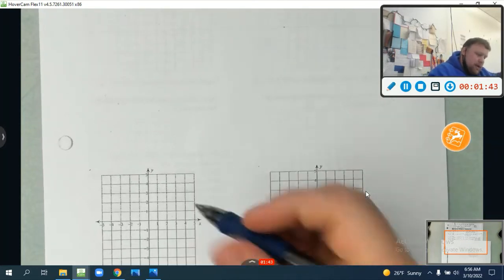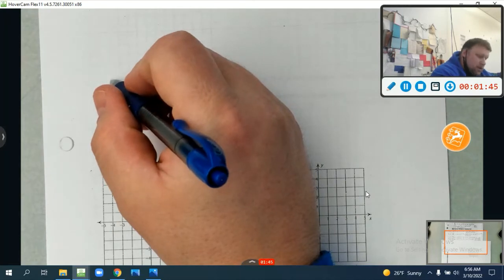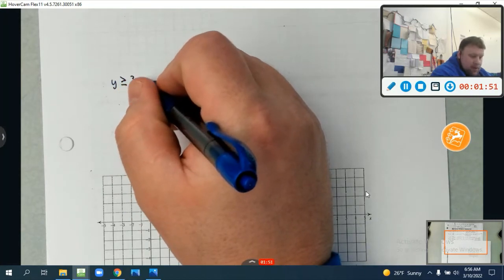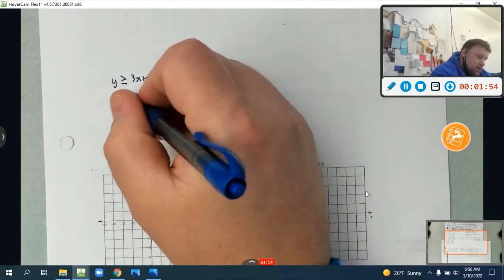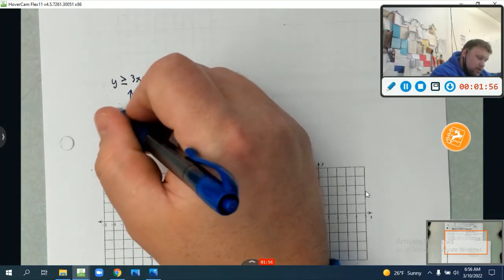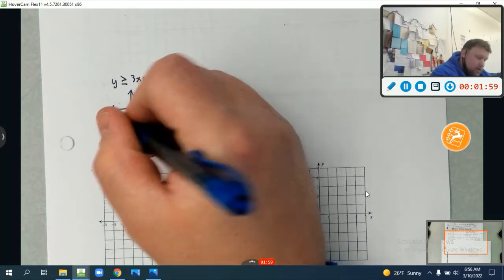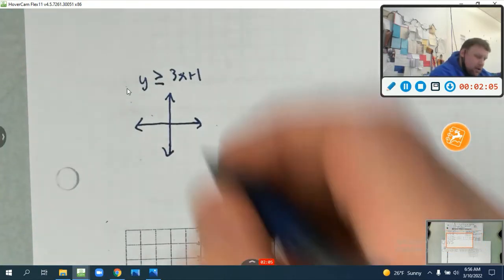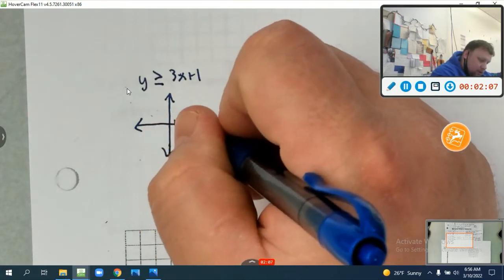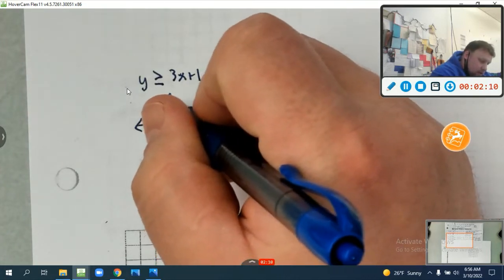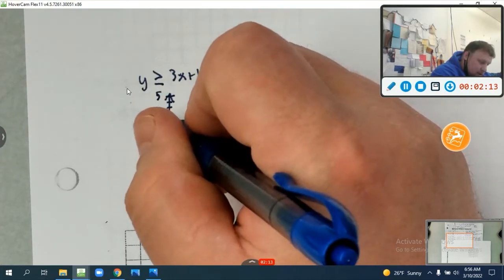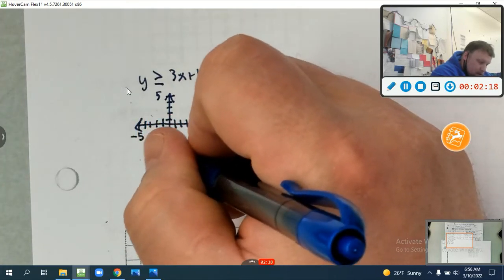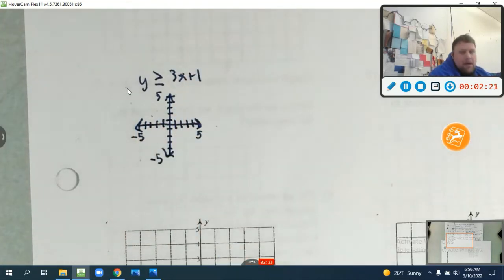I want to talk about what happens when we have, or let's just remind ourselves how to graph y is greater than or equal to 3x plus 1. Okay, let's go ahead and draw just a little grid for ourselves. I'm going to zoom into that. You can see where it's at there. Let's zoom in, and label your 5s: 2, 3, 4, 5, 1, 2, 3, 4, 5, 2, 3, 4, negative 5, 2, 3, 4, negative 5. Perfect.